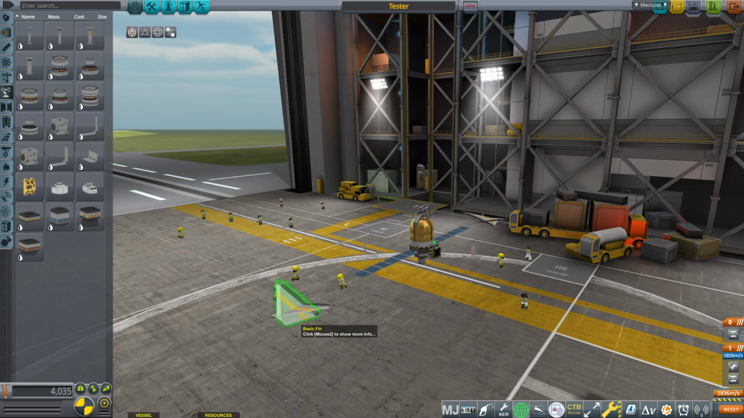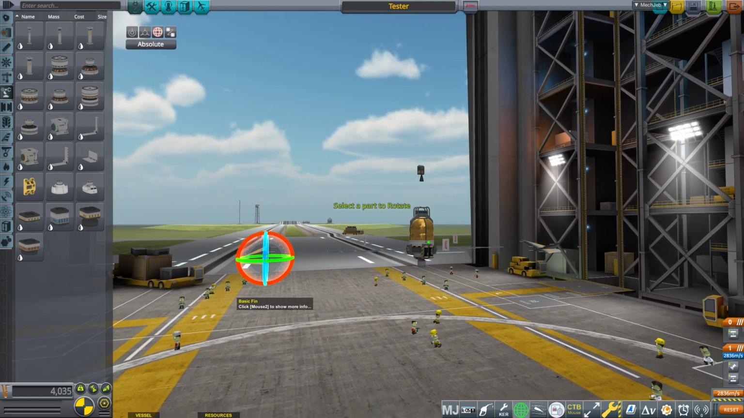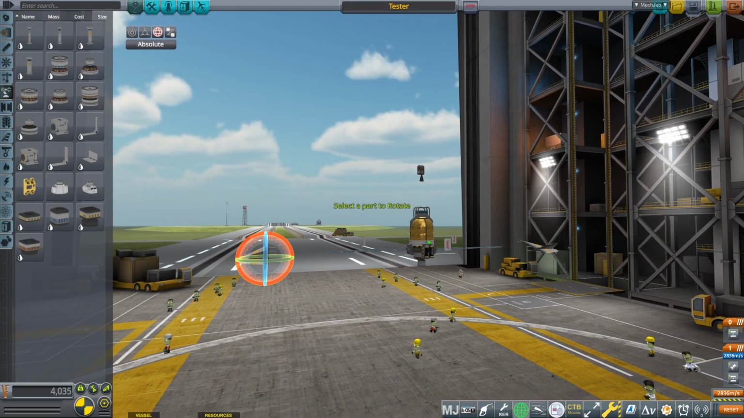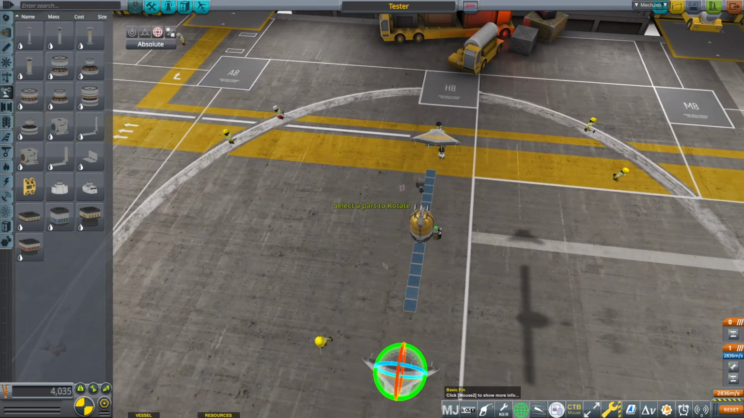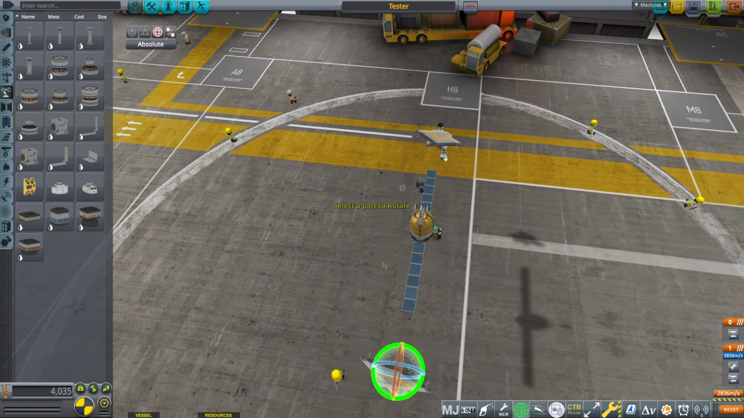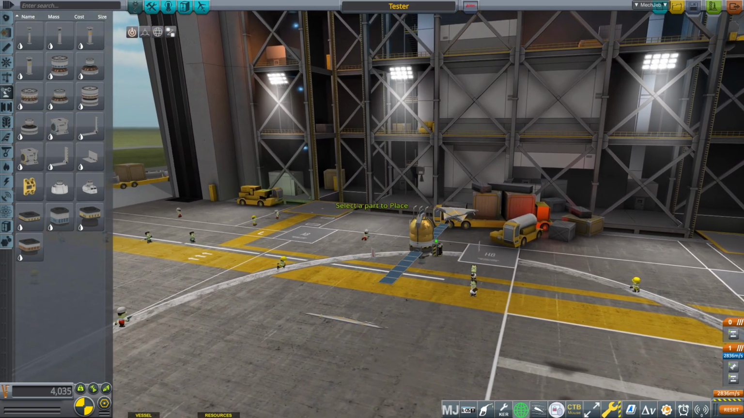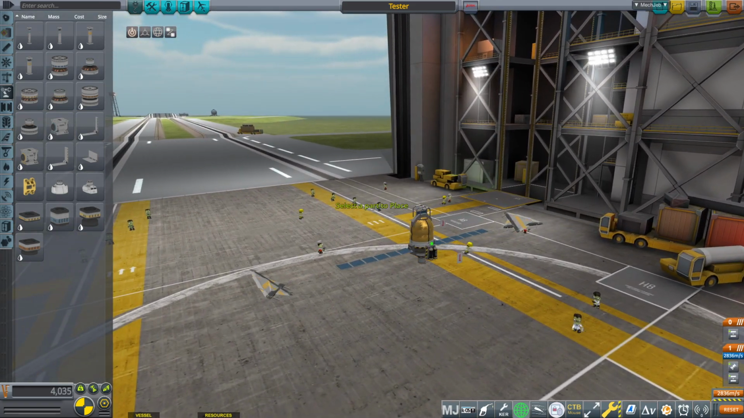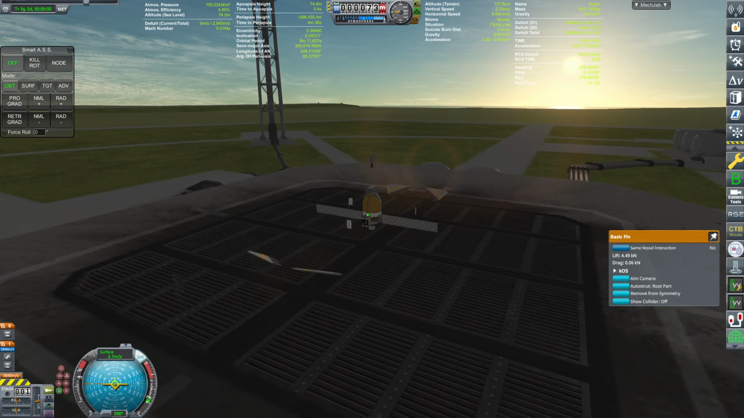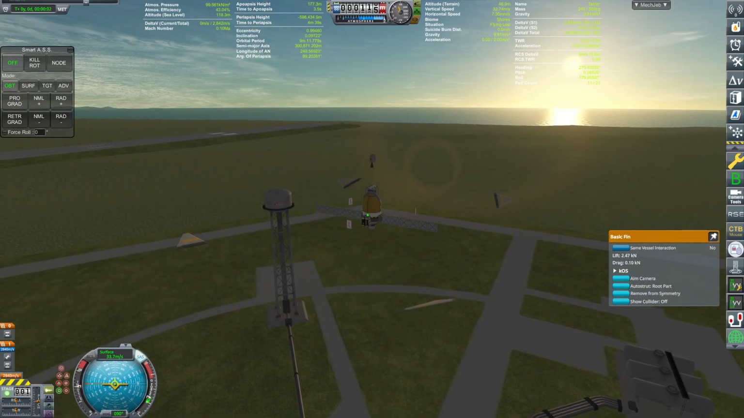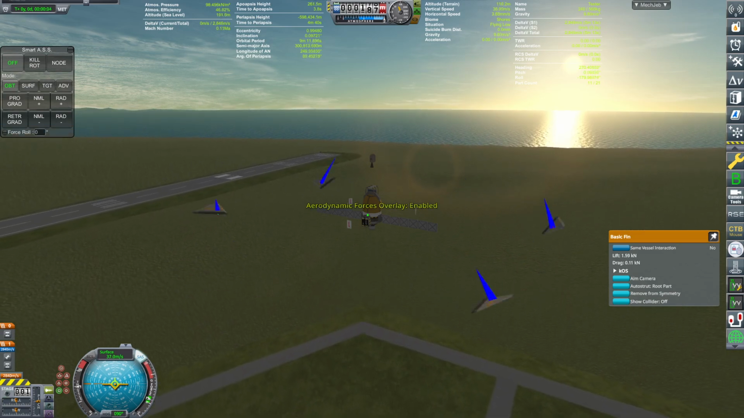Now, in order to activate this effect, all we need to do is start by rotating the prop blades up by 20 degrees, like that, and then rotating them out by 30 degrees, just like that. If we go ahead and launch this craft, we'll see that we do indeed get a very substantial amount of lift.